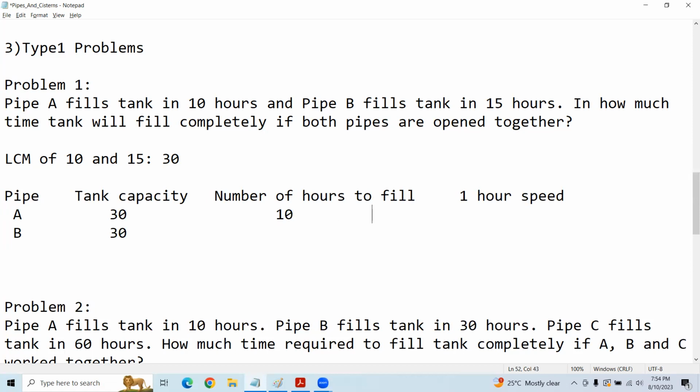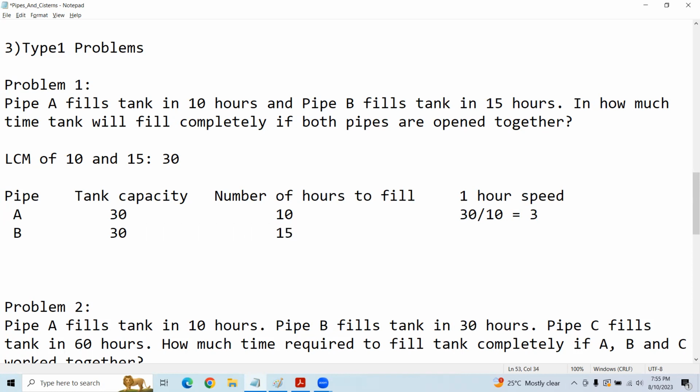If in 10 hours it is completely filling this 30 liters, in 1 hour, how much will it fill? We'll do 30 by 10, which is equal to 3 liters. So you can say that pipe A fills 3 liters of water in 1 hour. Like that, we will do it for B also.